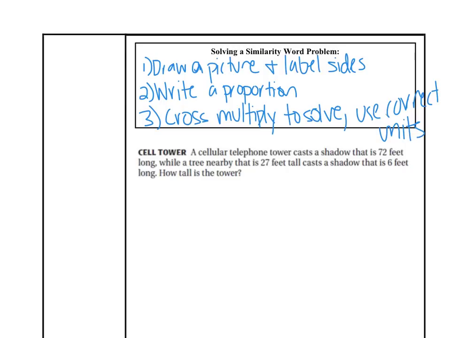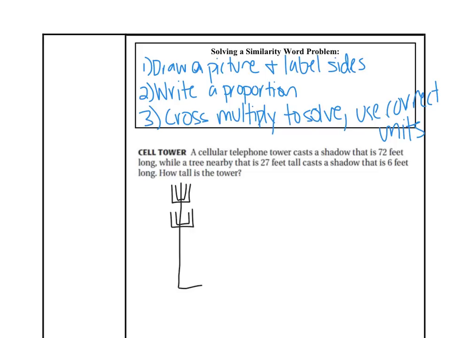We have a cell phone tower. So a cellular telephone tower casts a shadow that is 72 feet long, while a tree nearby that is 27 feet tall casts a shadow that is 6 feet long. How tall is the tower? Well, I'm going to draw to my best ability exactly what it says. So here is a tower. I'm trying to make it look like a cell phone tower. Who knows? Maybe it looks a little something like that.